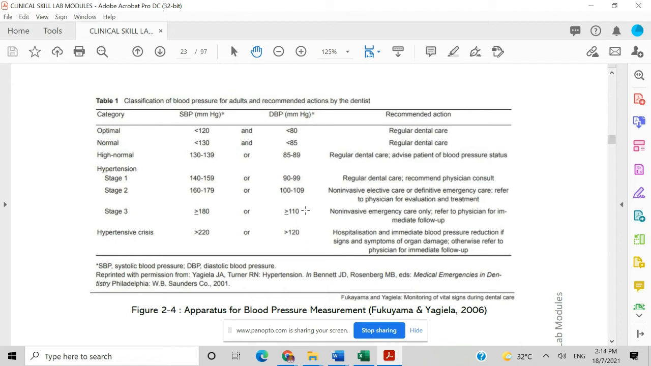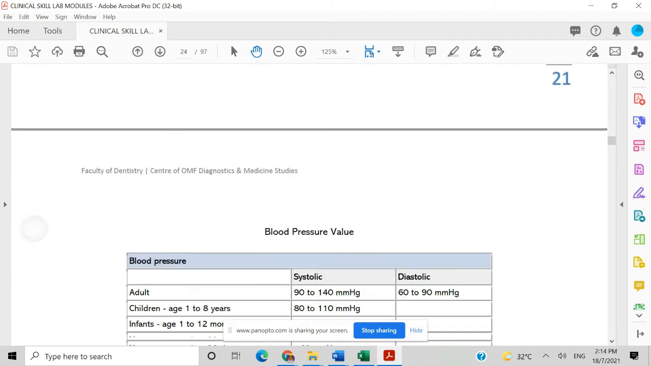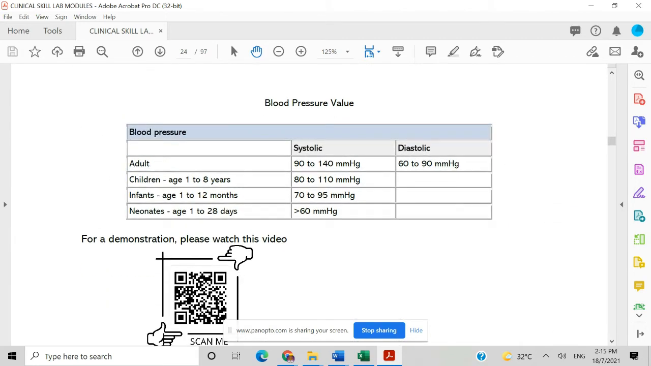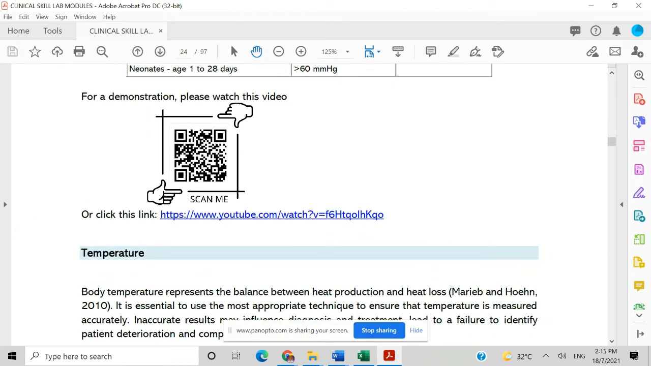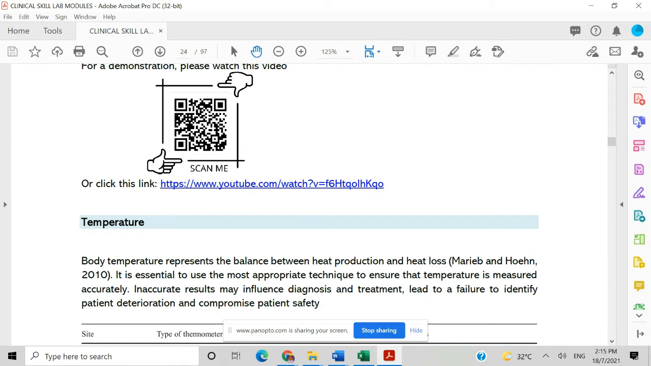So have a go at studying the table and see whether you can make sense of it. These are the blood pressure values for adults, children, infants, and neonates. You can see the difference in the numbers between these age groups. You need to recognize that the age group of concern for you is only adults. Hardly do we take blood pressure for children, infants, and neonates when they come in; they are probably dealt with in the hospital. Please do watch the videos for the demonstration.